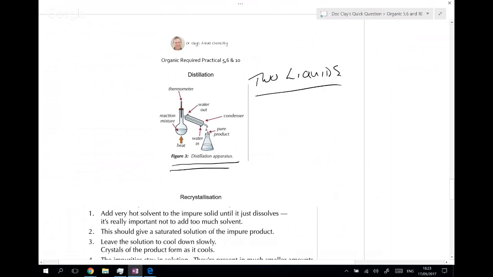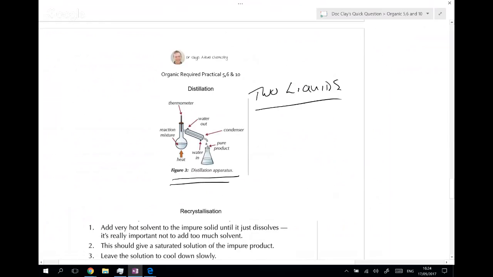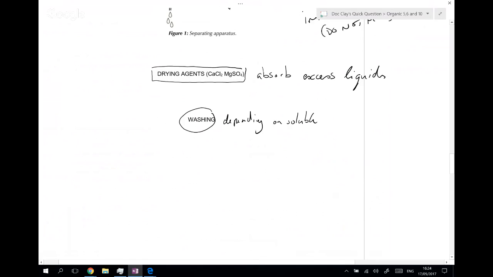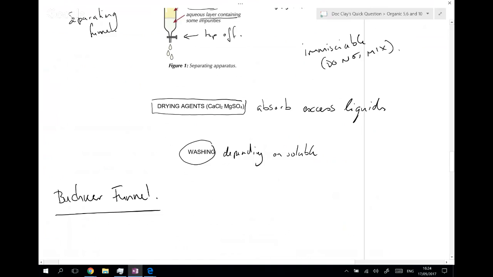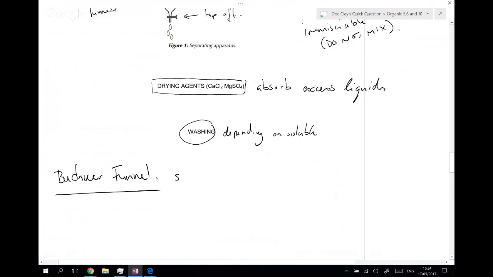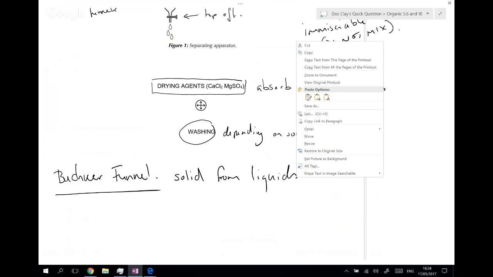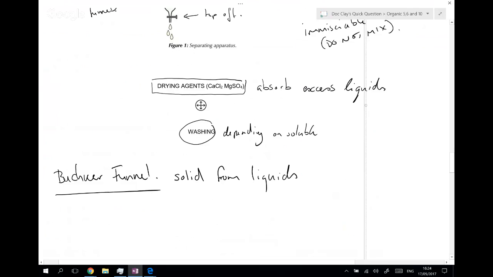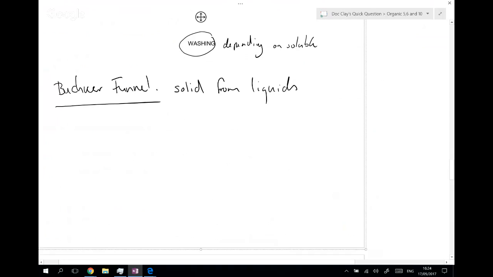You can use a Buchner funnel, and I've not drawn that yet. A Buchner funnel is absolutely correct. We're going to add that in. Remember, here we were talking about separation of two liquids. If we're now talking about a solid from liquids, and that is certainly the case with, let's say, your aspirin making, be aware of a Buchner funnel where you filter, and be able to draw it.